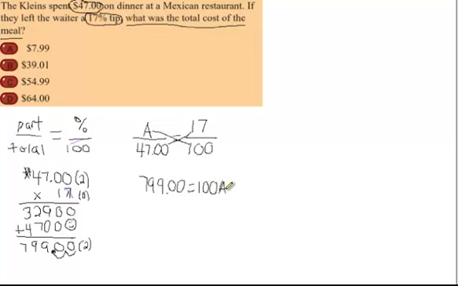All right. Got to figure out what A is. A is attached to the 100 by multiplication, so I'm going to do the inverse operation, dividing both sides by 100. Cross them out, and we have 100 going into 799.